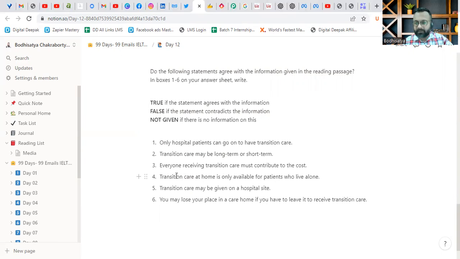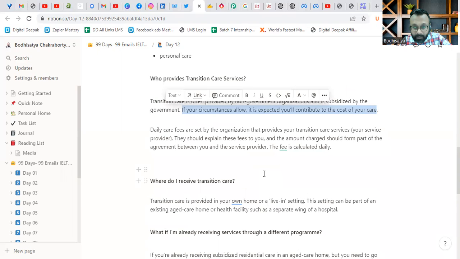The answer is clearly false, because if your circumstances allow you to make the payment towards the cost, only then will you be contributing towards the cost, which is not what is given in the passage. So the answer to question number three is false again. Question number four: transition care at home is only available for patients who live alone. This particular question is very interesting.